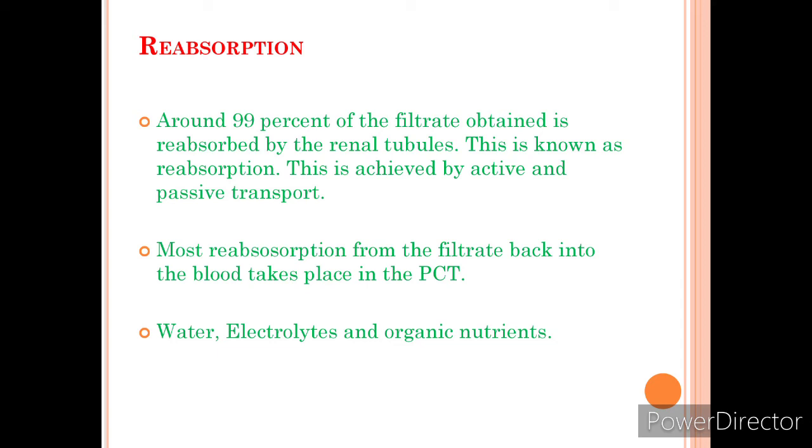Only 60 to 70% of filtrate reaches the medullary loop or loop of Henle, and much of the water and sodium chloride especially is reabsorbed in the loop, and 15 to 20% of the original filtrate reaches the DCT. Some ions like sodium chloride can be absorbed by both active and passive mechanisms depending on the site of the nephron. And the third one is tubular secretion.